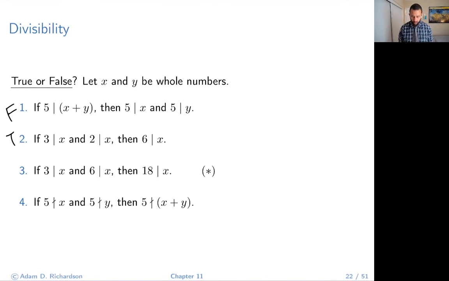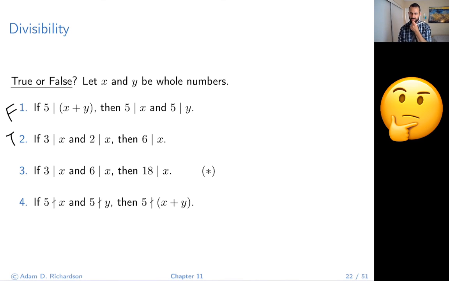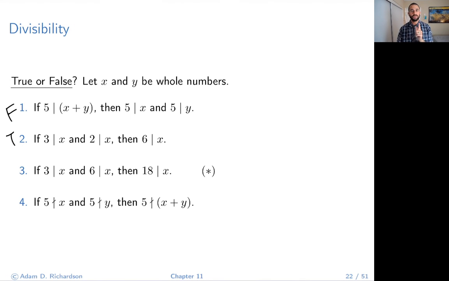Okay, what does it mean for 3 to divide a number? I'll give you a moment to look up that definition again. What does it mean for 3 to divide a number? Oh, that's right. It means that I can write that number as a multiple of 3.